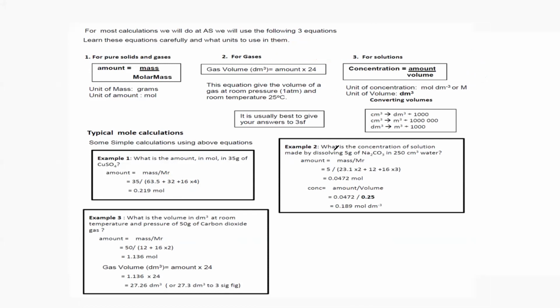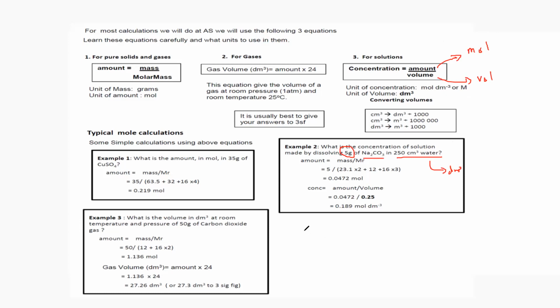For example 2, they are asking what is the concentration of a solution made by dissolving 5 grams of sodium carbonate in 250 cm cube of water. To get the concentration, we need the last formula, but directly you cannot use it. Why? Because here you need the amount, or moles, to get the concentration, and you need a volume. You have the volume, but that volume is in cm cube, so you have to convert it to dm cube. But you don't know the moles, you don't know the amount, you have the mass.